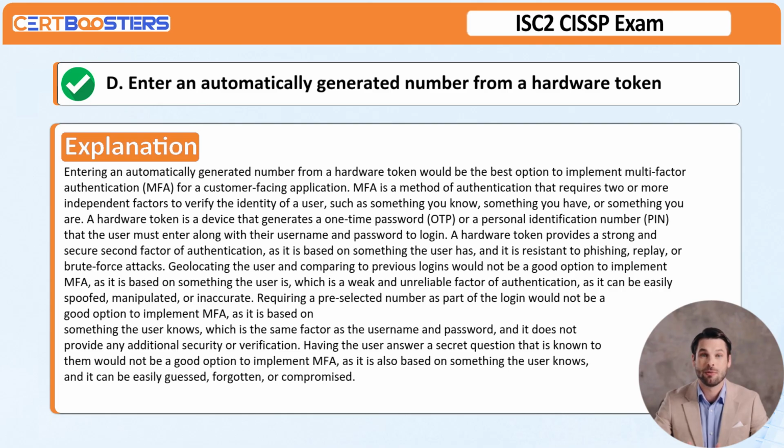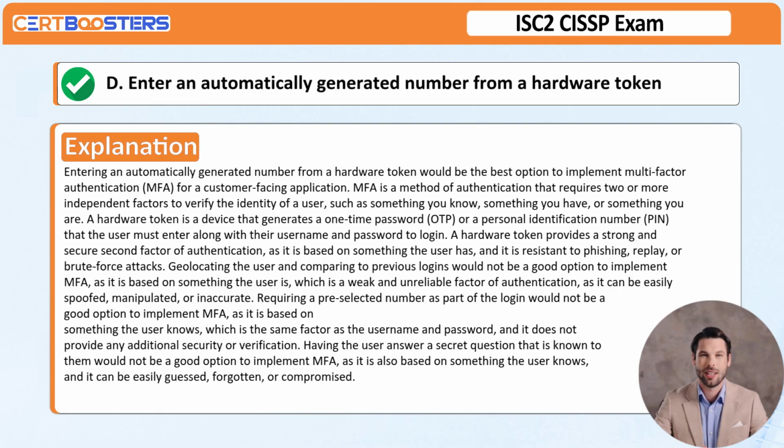A hardware token provides a strong and secure second factor of authentication, as it is based on something the user has, and it is resistant to phishing, replay, or brute force attacks. Geolocating the user and comparing to previous logins would not be a good option to implement MFA, as it is based on something the user is, which is a weak and unreliable factor of authentication, as it can be easily spoofed, manipulated, or inaccurate.